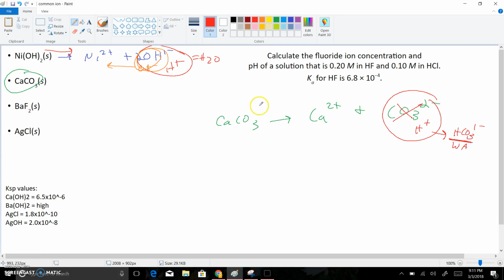So, what does the solubility do? It shifts or dissolves more of this to create more of that carbonate. Thus, calcium carbonate is more soluble in an acidic solution.